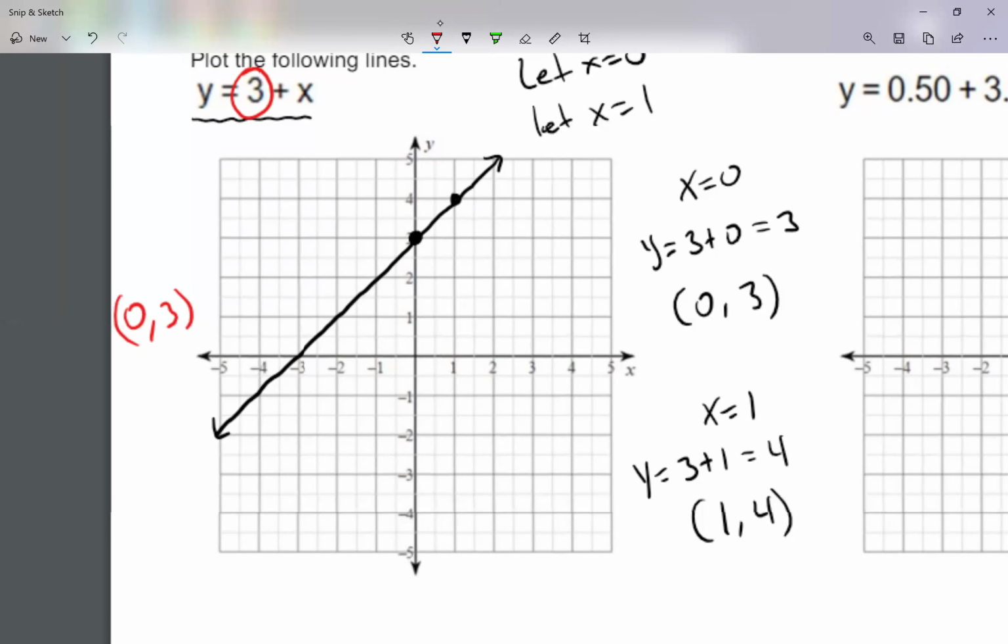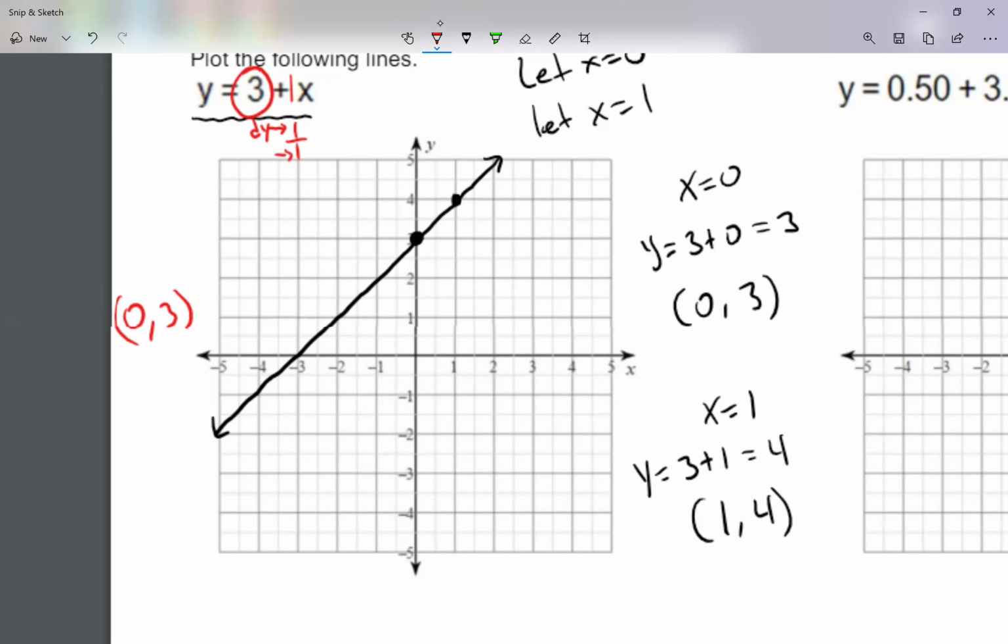My slope, the number in front of x, is a 1 right now, right? So write it as a fraction. My slope is 1 over 1. Now, this thing on the top, let me call it dy, is the difference of y. This number at the bottom, let me call it dx, is the difference of x.